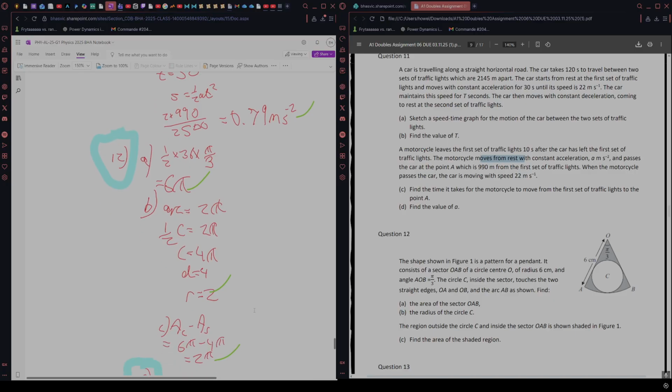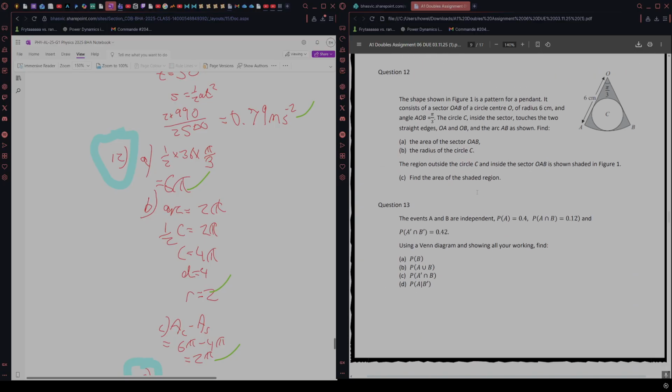Next, we're finding the area of the shaded region, which is just the area of the sector, take away the area of the circle. I don't know why I've put it in the wrong order here because I did do it right. So the area of the sector is 6 pi, the area of the circle is 4 pi, and we're going to just take them away from each other and get 2 pi.